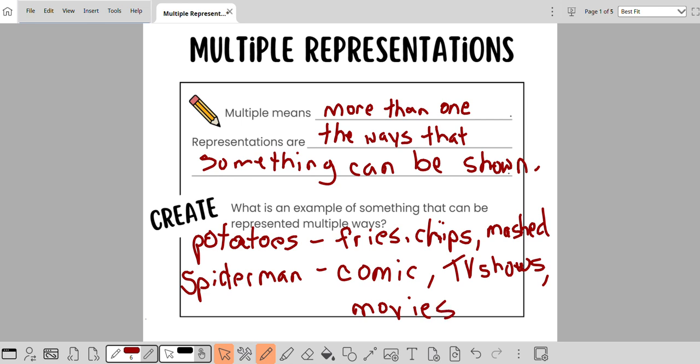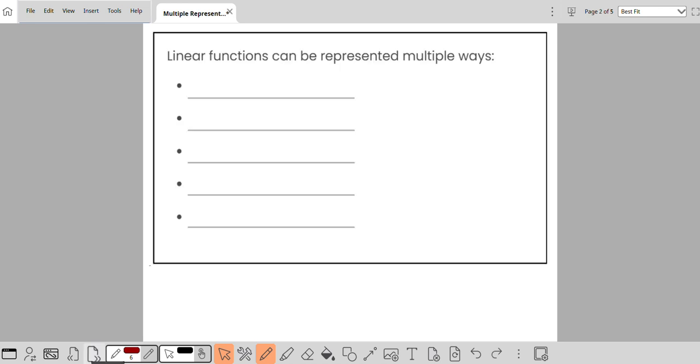So again, multiple representation means more than one way that something can be shown or used. So potatoes can be fries, chips, or mashed, and a whole bunch of other ways too. Spider-Man, you can see him in a comic book, on a TV show, or in a movie. All right, so think about those things if you ever get confused about the words multiple representations.